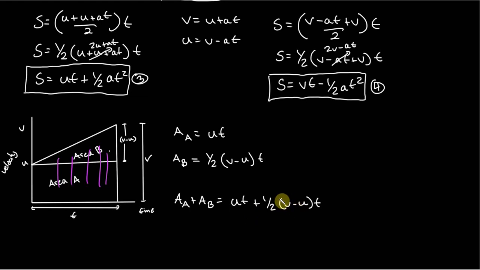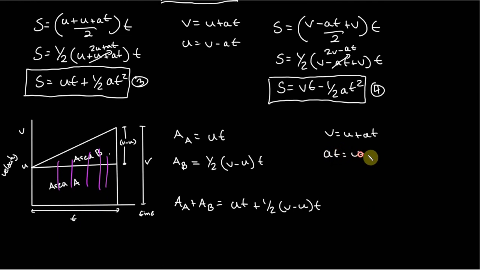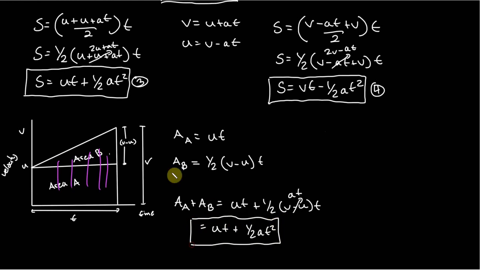Now, the curious step here is that v minus u from equation 1 equals at. If we have equation 1, v equals u plus at, we can rewrite this where at equals v minus u. So we can just substitute at for v minus u here, and by doing so we can simplify all of this to ut plus 1/2 at squared. That just so happens to be the third equation of motion as we have right here. Because it's the total area, as I said, adding the triangle and the rectangle, that's our total displacement. And so s equals ut plus 1/2 at squared.